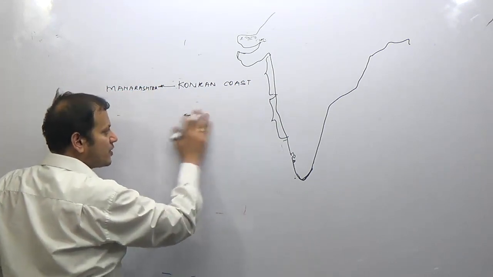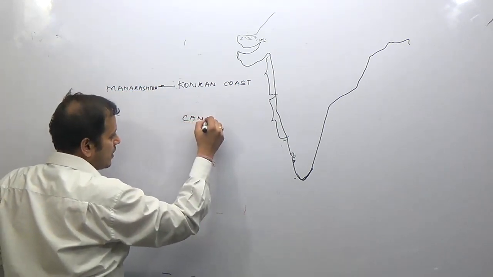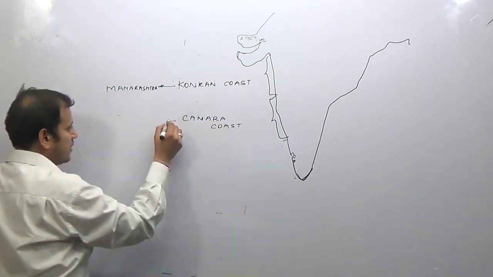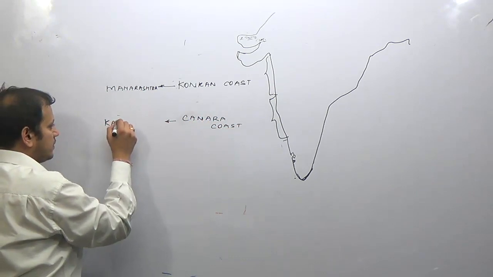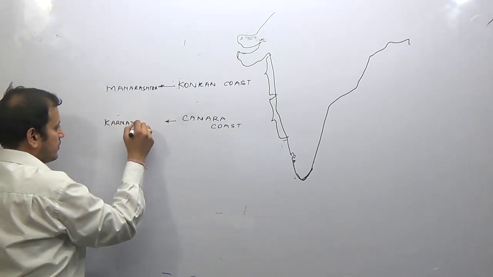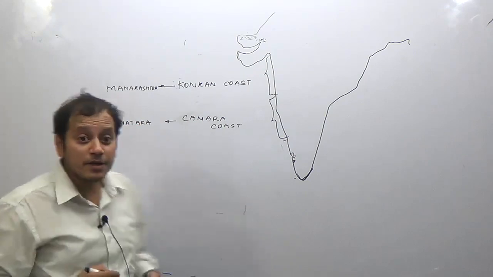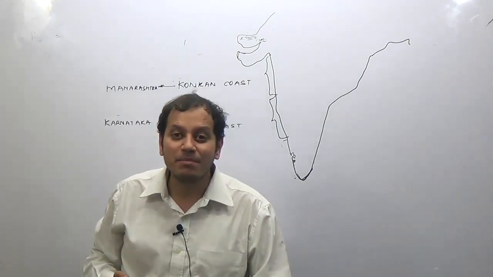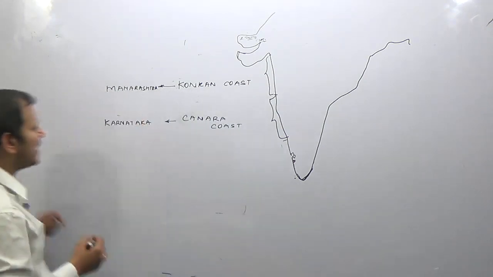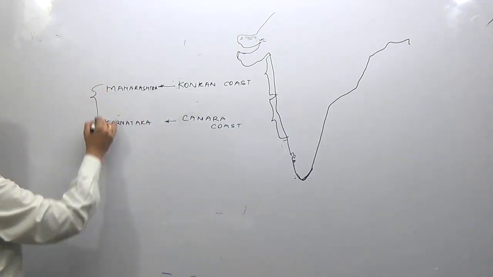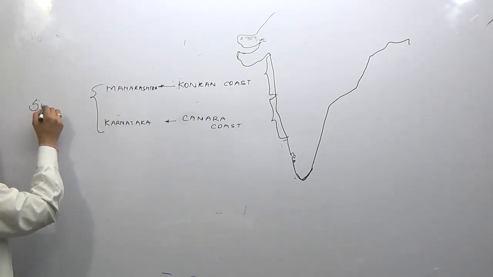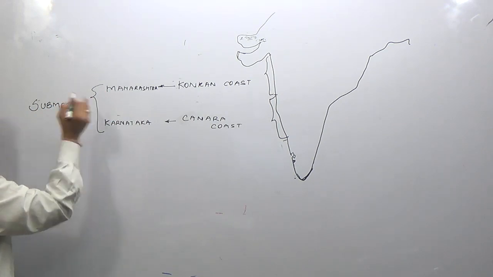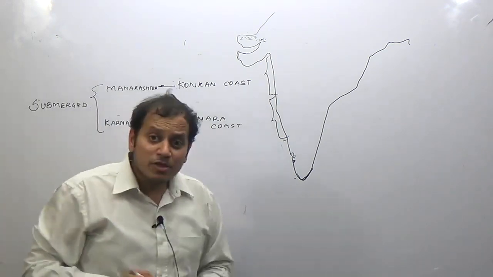Karnataka coast is also known as the Canara coast. It lies in the state of Karnataka. Now, Konkan coast and Canara coast are what? These are submerged or immersed? These are submerged coastlines. These are examples of submerged coastlines.